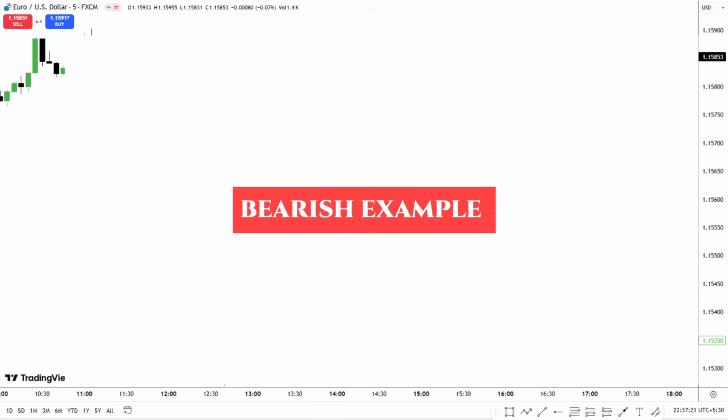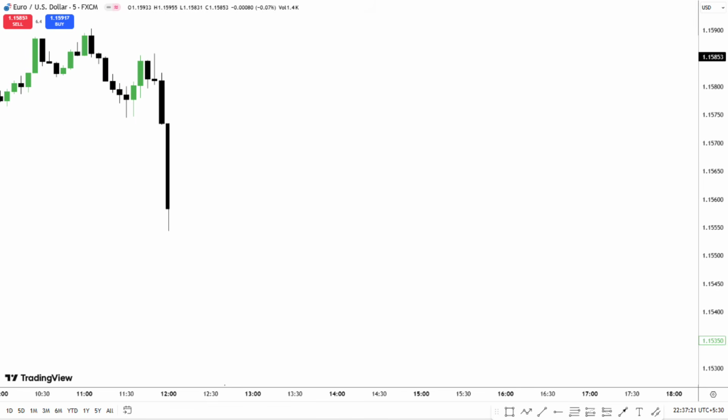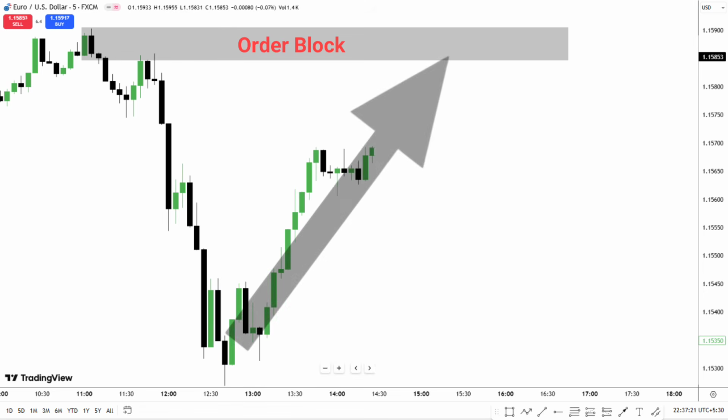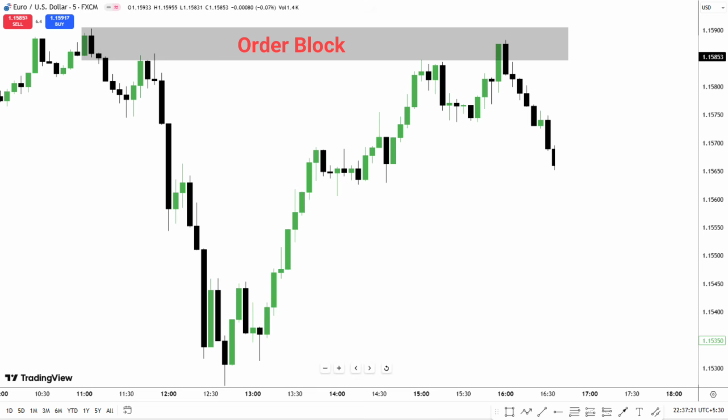Now for a bearish example. If price is going up and suddenly you see a big drop, go back and find the last green candle before that drop. That's your bearish order block. Mark it. Wait for price to return. If it comes back and shows rejection, that's your chance to enter a sell.